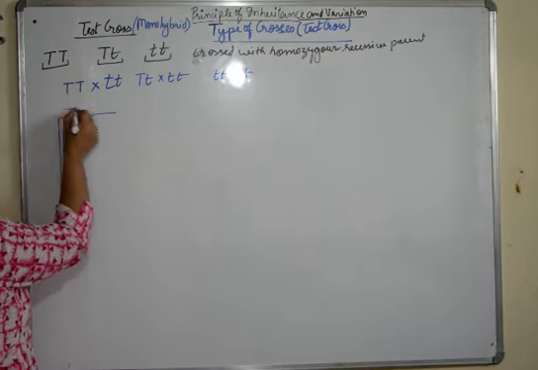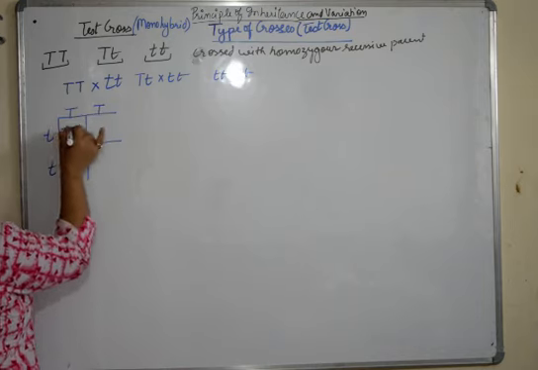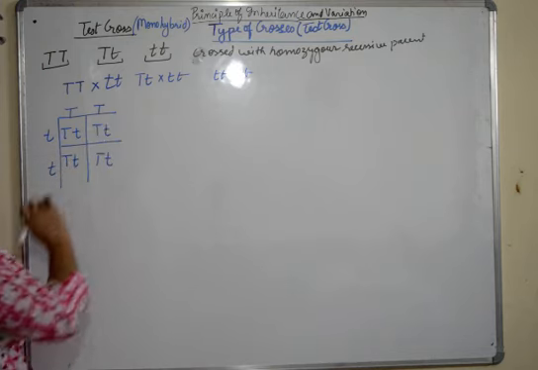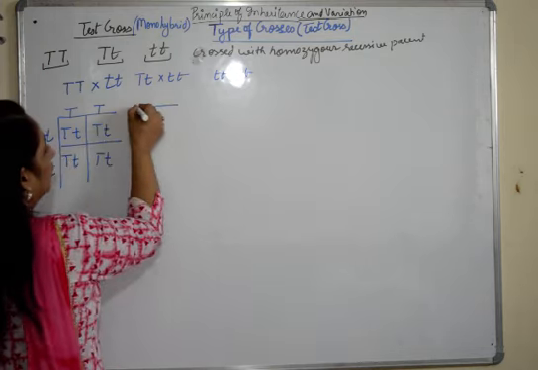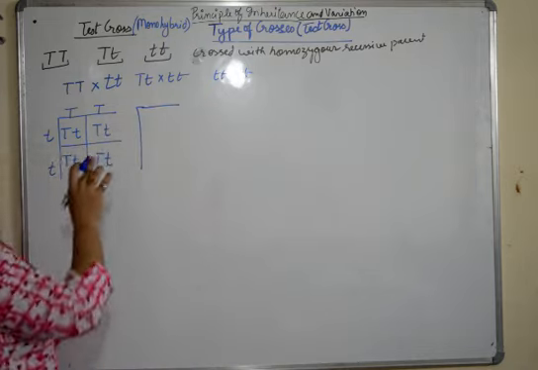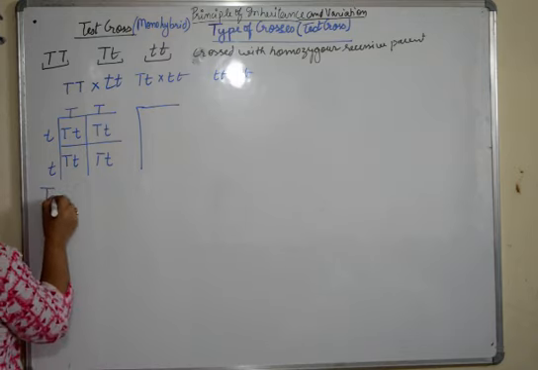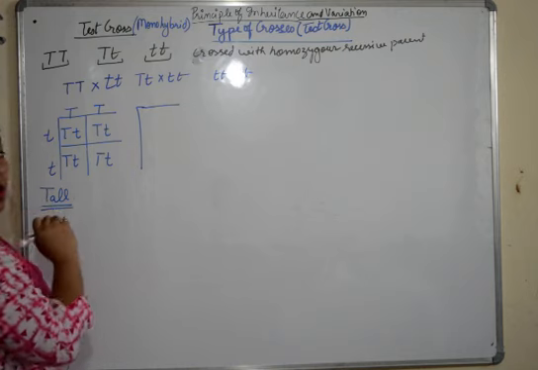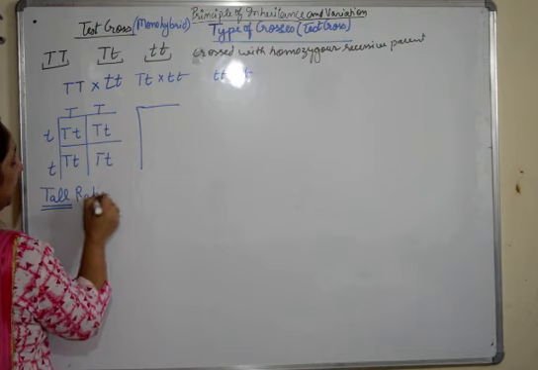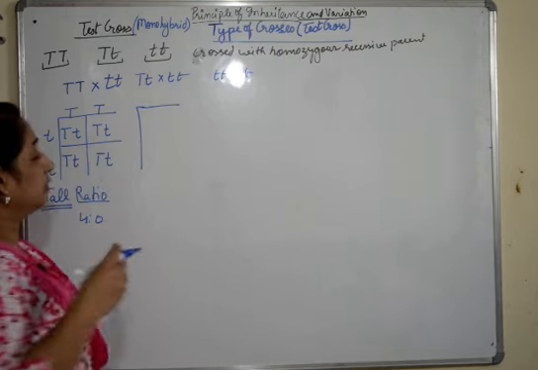Now make a Punnett square again. What do we get here? We get a condition which is heterozygous. Now here in all the four boxes, we have got the trait of tallness. All the plants are tall. So the ratio would be 4:0 because there is no other condition which is there.